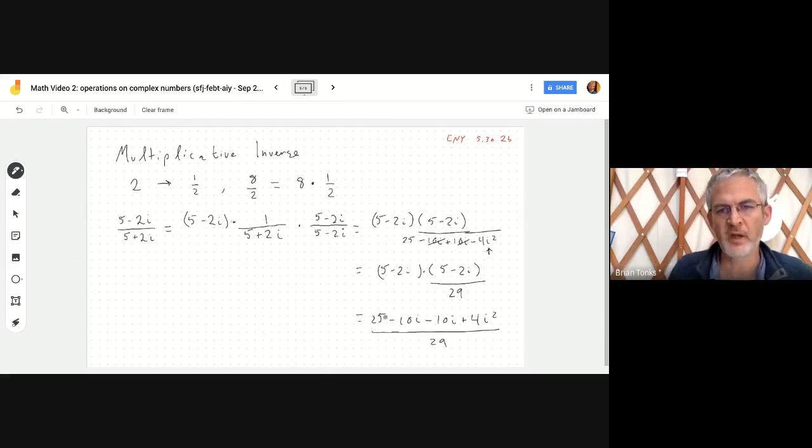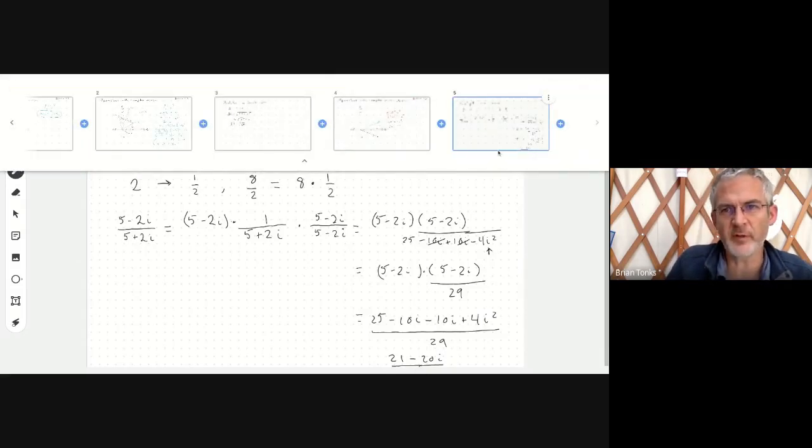So I end up with 25 minus 20i, and over here I get minus 4. So 25 minus 4 gives me 21, and minus 10i minus 10i is minus 20i. Oh, I'm out of space. That's too bad. Maybe I have enough room to squeeze a 29 down in here. I don't have enough room. Let's expand the frame a little bit. Darn, not working.